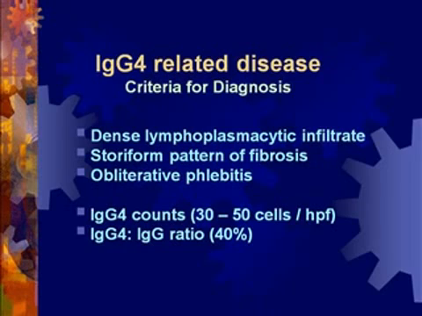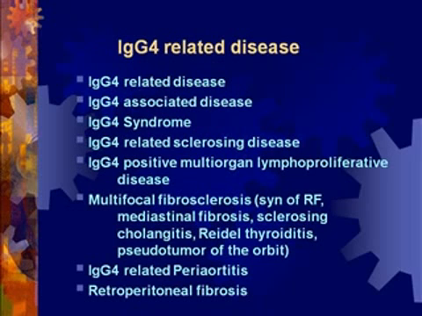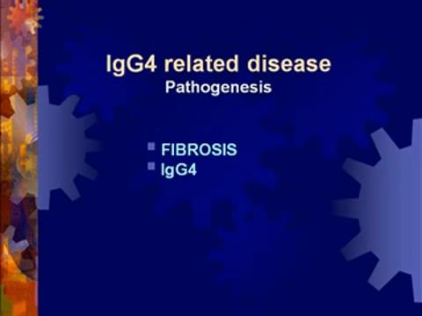Now, this condition has been given many different names. It all depends upon which subspecialist is seeing these patients. But a group of people got together and felt that the best way of describing this would be to call it IgG4-related disease, and that makes most sense. Now, there are two aspects of this condition. One is that there is fibrosis, and the other is that there is IgG4 infiltration in the tissues. So the question really comes down to whether these two have to be related somehow.